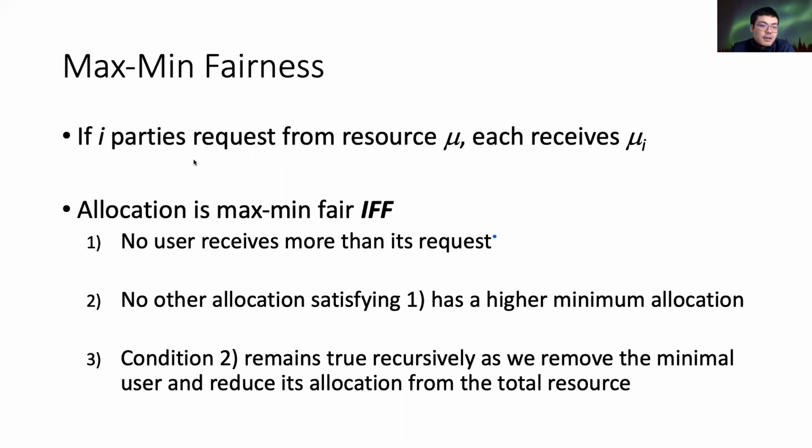So here we are executing the so-called max-min fairness. If I parties request resources mu, each will receive mu i. But here what we want is this. So the logic is like this. Firstly, cancel out those flows where you don't need to utilize too much bandwidth, like I don't have too many things to send.